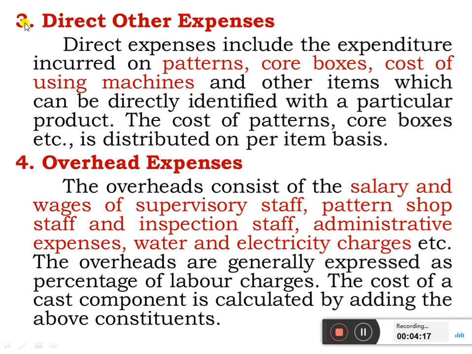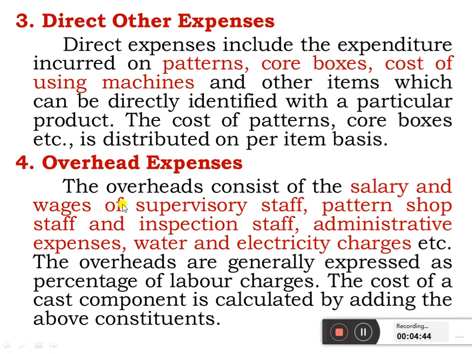And then the third one is direct other expenses. Other expenses like patents, core boxes, cost of using machines and other items which can be directly identified with the particular products. So what are all the products involved in the process? So that is direct other expenses.